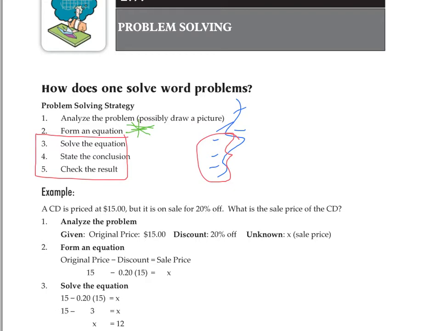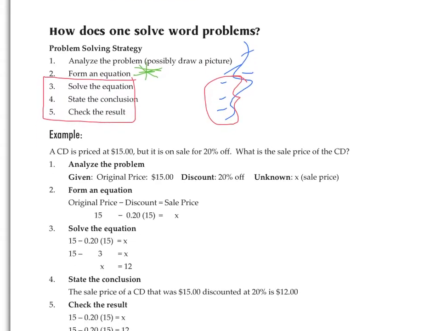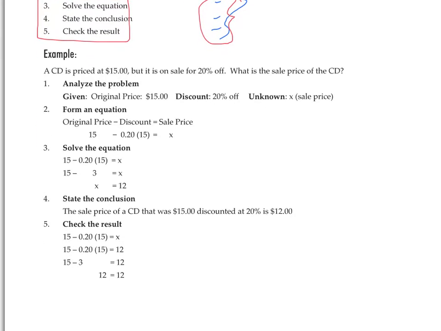Sometimes you have to read the problem a few times, 3 times, 4 times, 5 times even, to understand exactly what information is there, what information you're looking for, how it all relates together to form an equation. So you can look at the first example here. A CD is priced at $15 but is on sale for 20% off. What is the sale price of the CD?